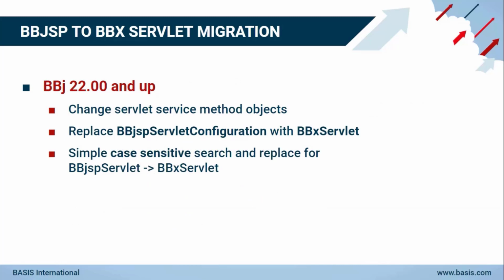BBJ21 still poses these issues, but the changes made in BBJ22 have alleviated these problems, making the migration process significantly easier. To reiterate, in BBJ22, migration between BBJSP and BBxServlets is as simple as changing the aforementioned service method objects to their BBxServlet counterparts, replacing the BBJSP servlet configuration object declarations with BBxServlet configuration objects, and then doing a quick case-sensitive search and replace between BBJSP and BBxServlet.